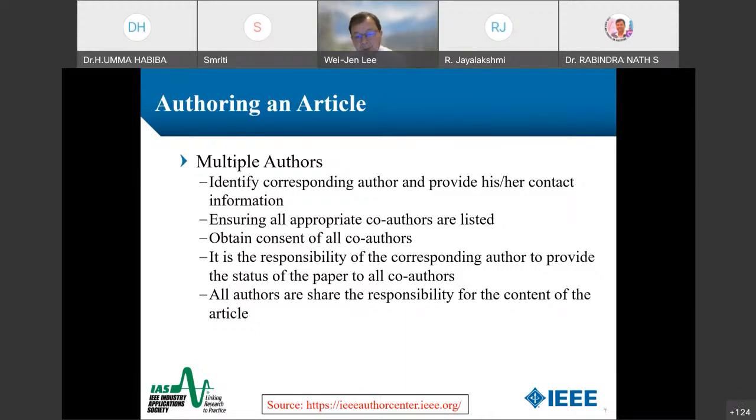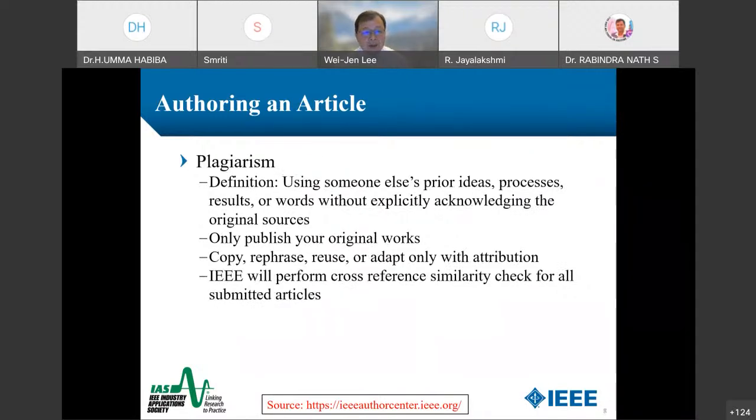If you have a paper award, and it has a monetary award, then it is equally divided. So in other words, whether it's good or bad, everybody shares the responsibility. Okay, so IEEE takes plagiarism very, very seriously.